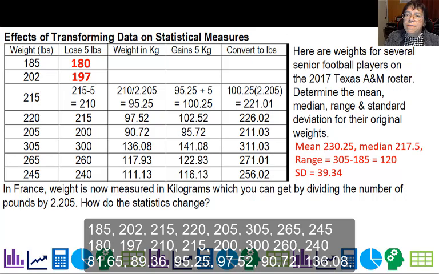All right, so they fly to France and they get their weight reported in kilograms. One way you can change pounds to kilograms is dividing by 2.205. So let's go ahead and do that. And we'll put our new set of data in.